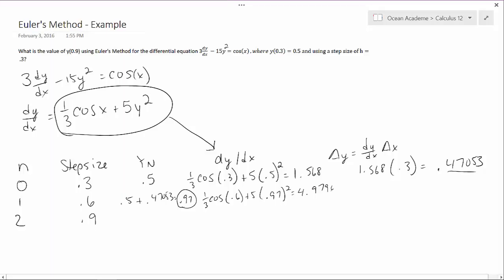Now we take that value, 4.9796, and we multiply it again by our change x, which is 0.3, and we get a value of 1.494.